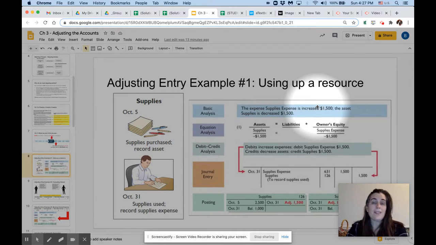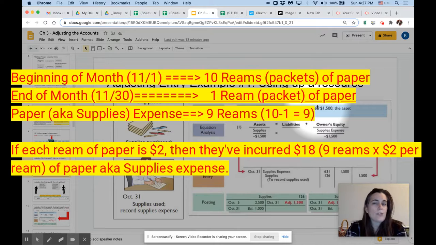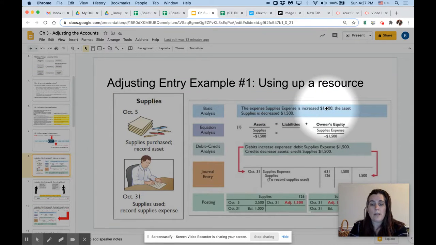And if it helps, think about something as basic as paper, and tracking maybe the number of reams of paper at the beginning of the month. Maybe a business owner has 10 reams of paper at the beginning of the month. By the end of the month, they have 1 ream of paper, which means they've used up 9 reams of paper, okay? And if they know that each ream of paper costs, let's say, $2, then they've used up $18 worth of paper, okay? So it's that basic of a computation that we're doing here. So in this example, we have a business owner who's used up $1,500 worth of supplies expense.